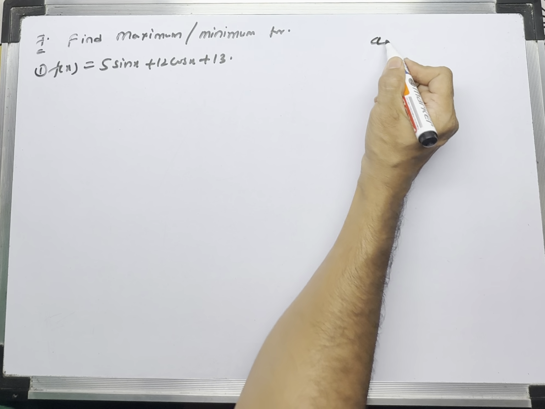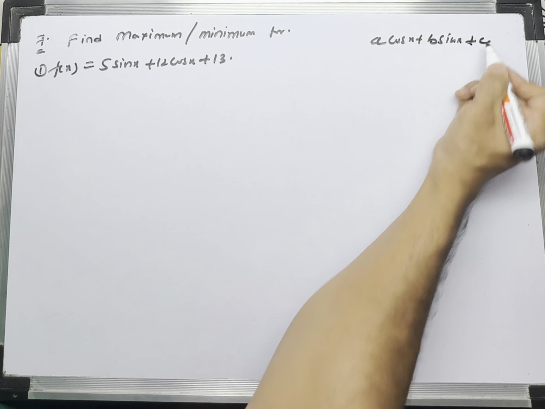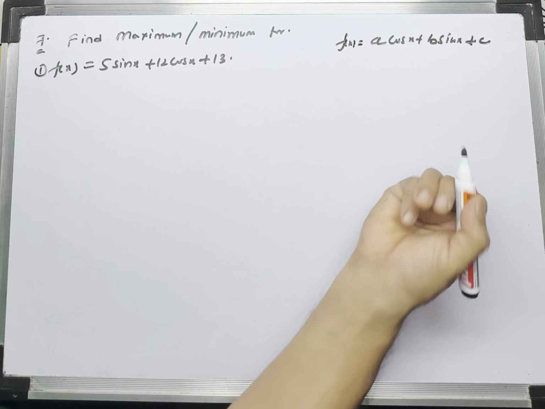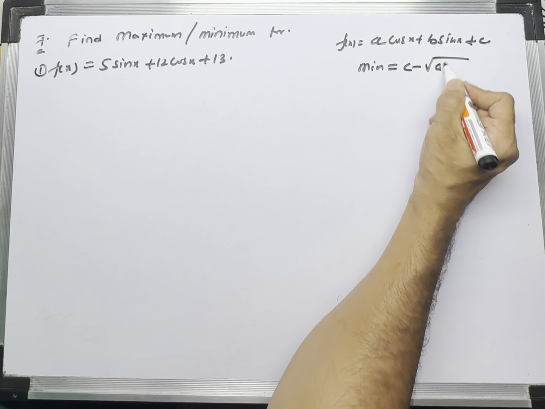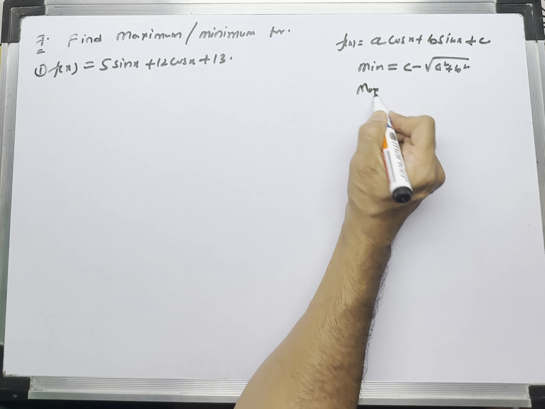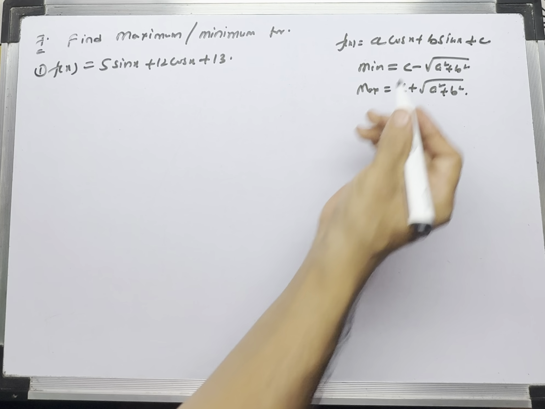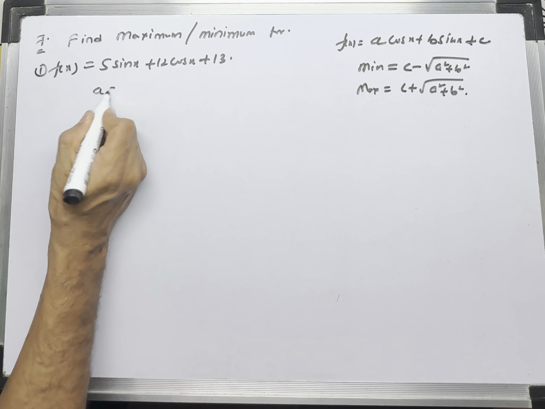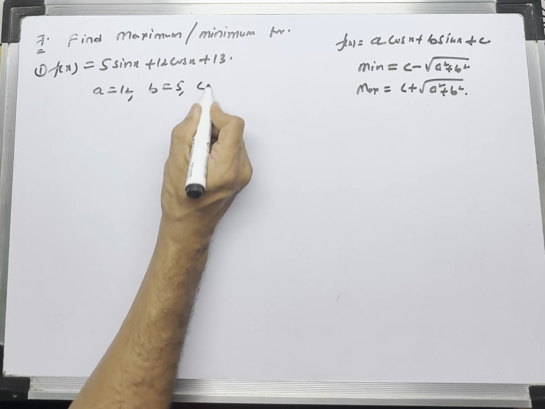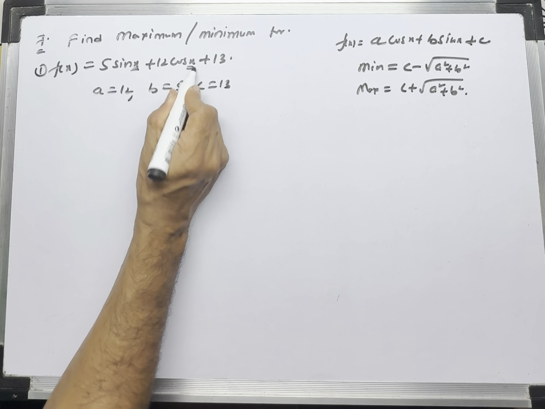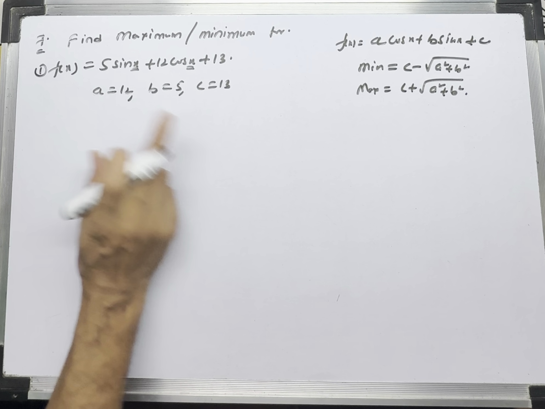Whenever any function is in the form of a cos x plus b sin x plus c, the minimum value will be c minus root over a square plus b square, and the maximum value will be c plus root over a square plus b square. What is the value of a? The cos coefficient is always a. B equals the sin coefficient. And c is the remaining part. See, if the angles are the same, only then can we take a, b, c. If this is x and this is 2x, we can't take a, b, c from this.